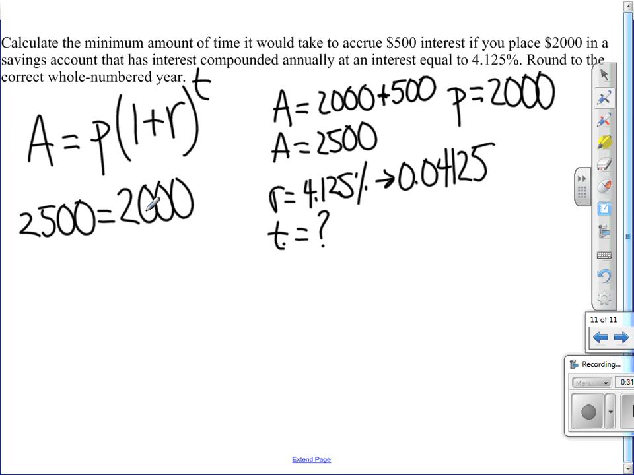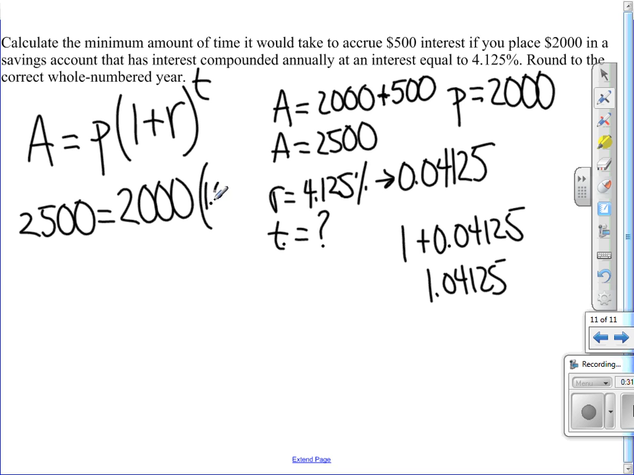Now, I have to add 1 to my interest rate. When I add 1 to it, this 0 in front is going to become a 1, right? 1 plus 0.04125 is 1.04125, and this is to the t power. And that's what we're trying to find, is what t is.